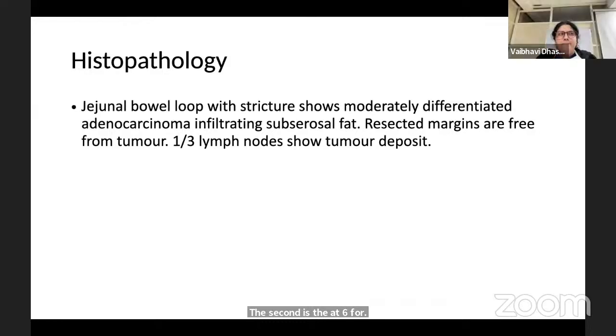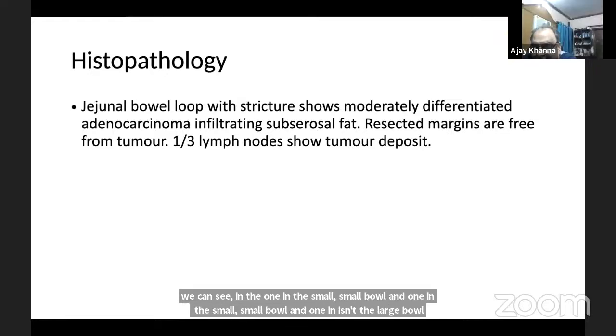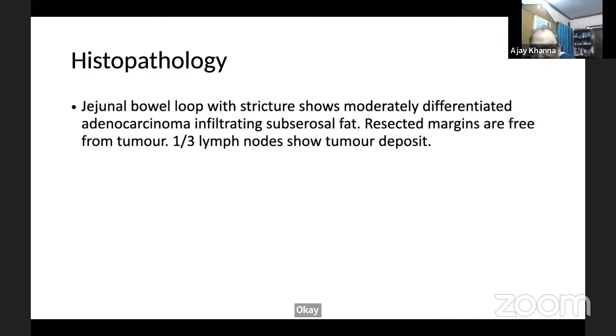So the first air is at the fundus of the stomach. Then we can see one in the small bowel and one in the large bowel. The second one is near the duodenojejunal flexure, and the third is near the ileocecal region. When do you say it's a dilated bowel loop?